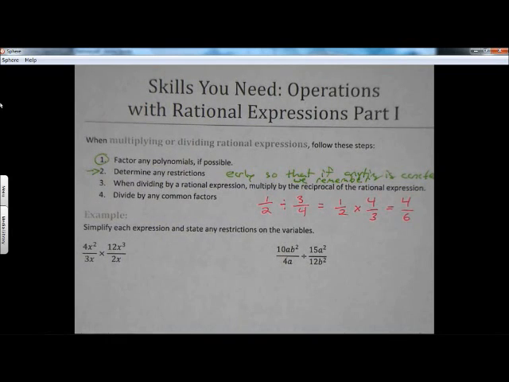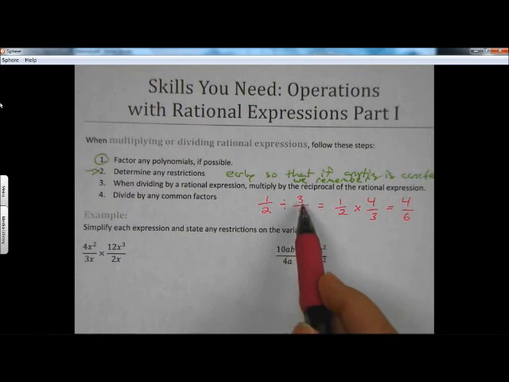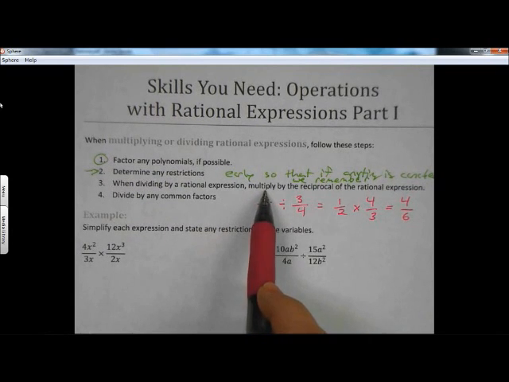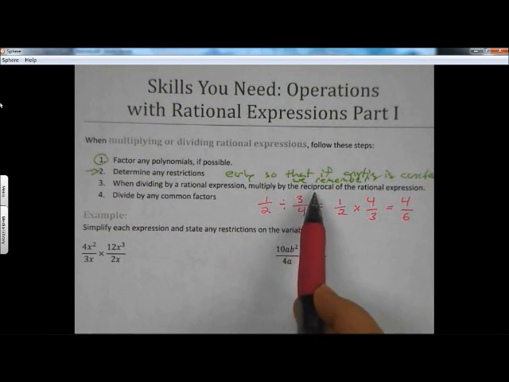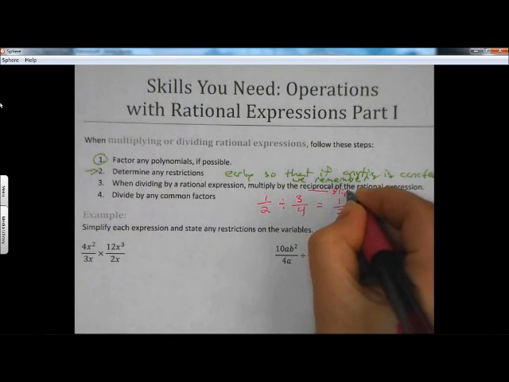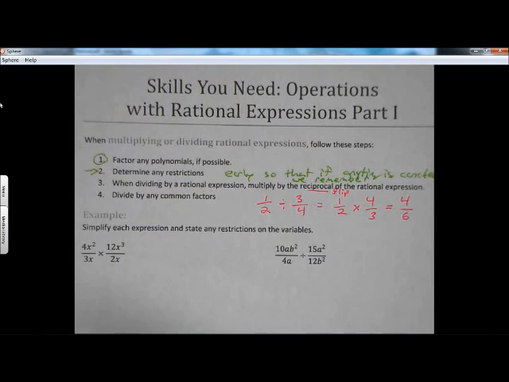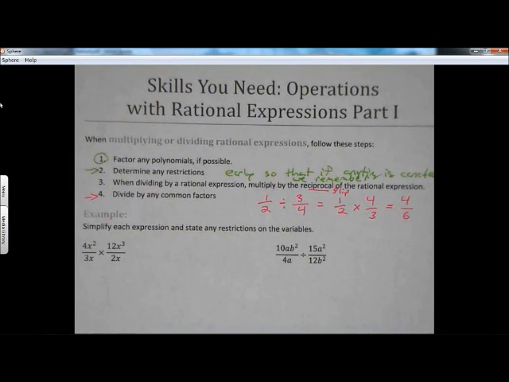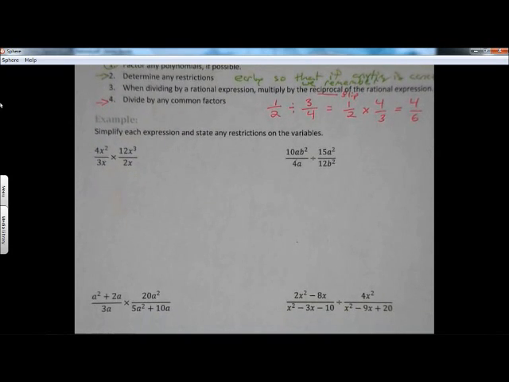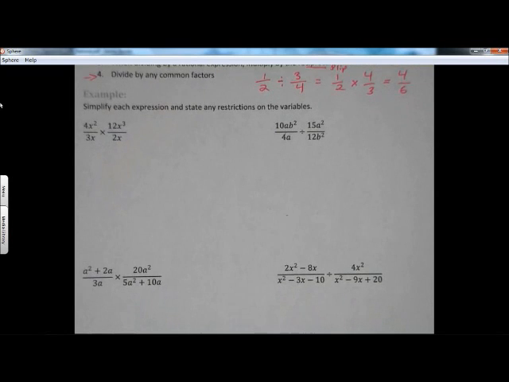For rational expressions, we're going to do the same thing. If you see a division, you take your second rational expression, flip it and multiply. That's what I mean by multiply by the reciprocal. Then at the end, to simplify, we divide by any common factor. The rules sound kind of confusing, but they're actually really easy to follow. So let's try example 1.